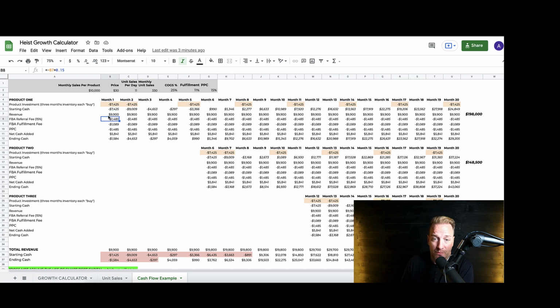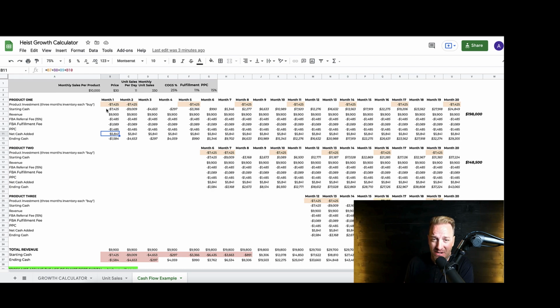You've got Amazon referral fees that are going to be deducted from that revenue, and then you've got the fulfillment fees to ship to end customers that are deducted as well. You've also got pay-per-click that goes on a monthly basis, assuming 15%. So the net cash that you have left to go buy more product in this case is $5,800.